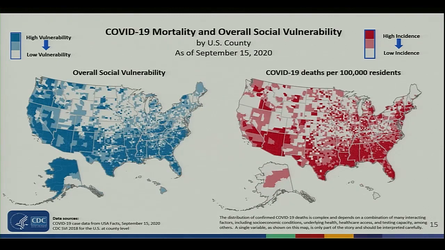Again here, the map on the left remains the same, and the map on the right now displays the COVID-19 deaths per 100,000 residents, with darker red representing counties with the highest incidence of deaths. Again, COVID-19 death rates also follow similar geographic patterns to high social vulnerability.